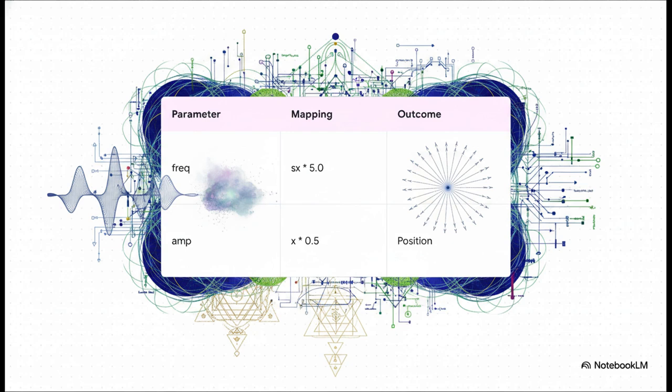Well, this table breaks it down perfectly. The parsed telemetry drives very specific physical outcomes. The frequency parameter is directly tied to uncertainty. You calculate it by taking 2.0 and adding the telemetry's SX value multiplied by 5.0. Meanwhile, the amplitude is dictated by taking 1.0 plus the X value times 0.5. And that amplitude directly locks in our physical spatial coordinates in the field. It's basically a GPS driven by quantum uncertainty.